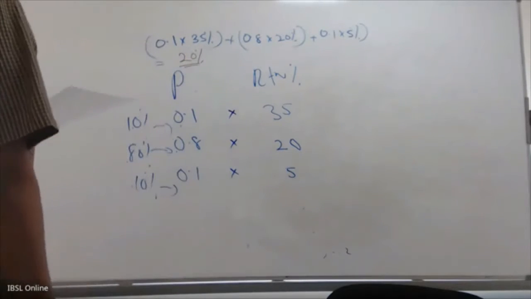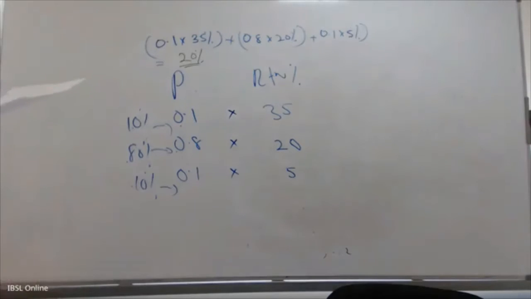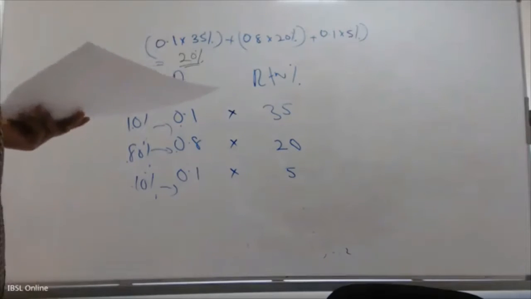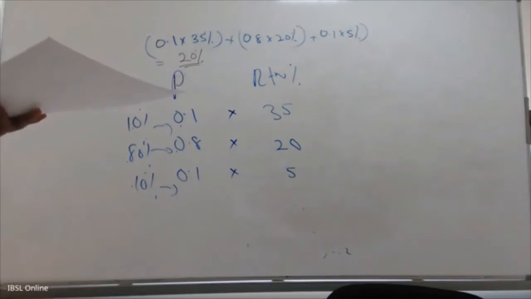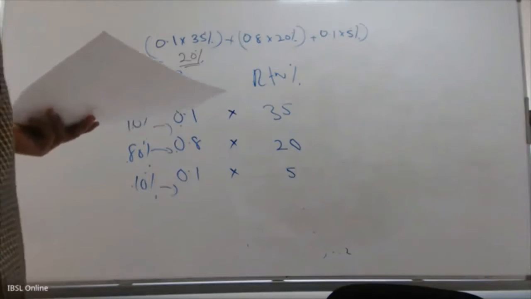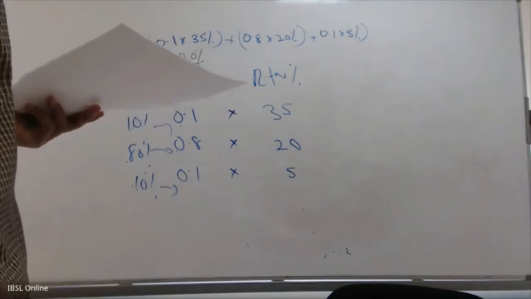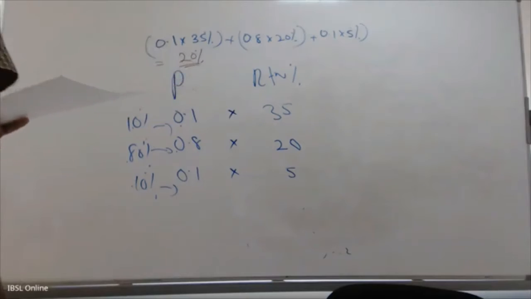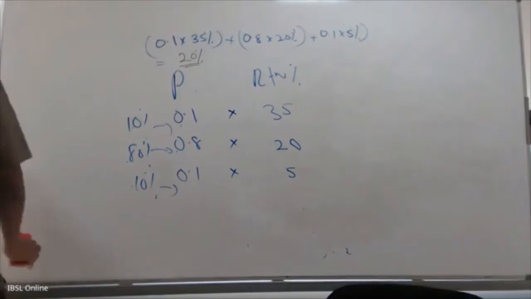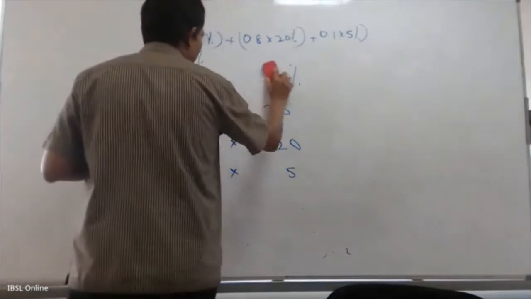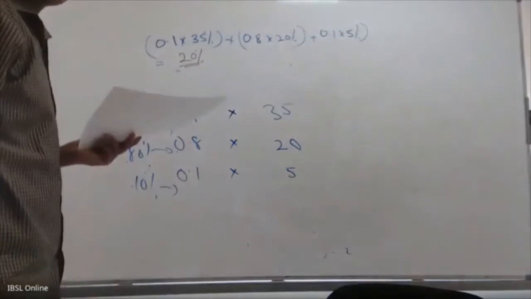So then they are asking for the risk. Risk is measured by the standard deviation. Before you calculate the risk, you have to find out the variance. That is business mathematics, so then you can easily do this. I'll erase this. So how do you find out the variance?